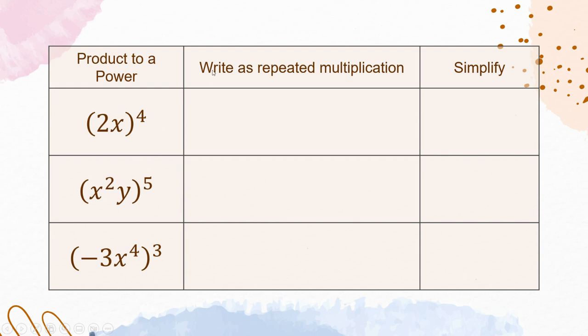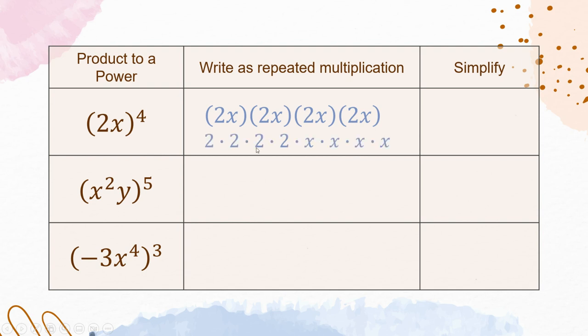Again, nothing's going to change here. We're going to write it as repeated multiplication. So 2x times itself 4 times. What do I notice I can do here? I can multiply my coefficients, right? 2 times 2 times 2 times 2. And I can multiply my x's to get 2 to the fourth times x to the fourth.